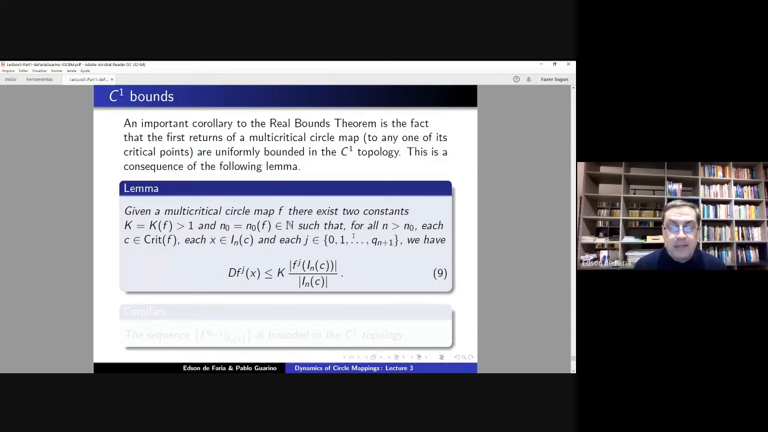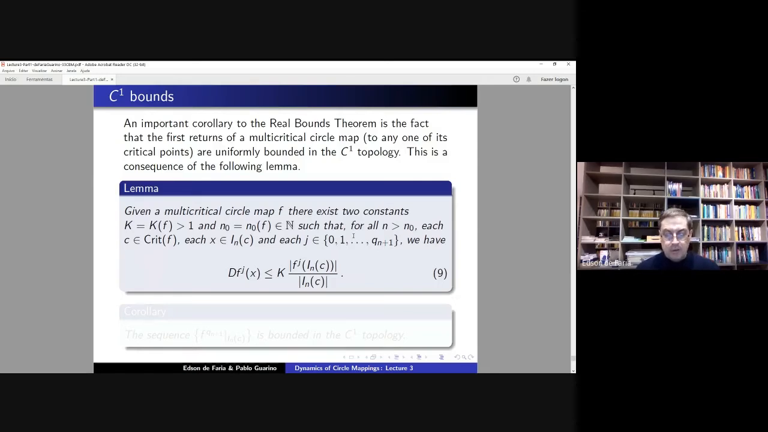So in particular, if you apply this to j equal to qn plus 1, then the interval f qn of I sub n of c, which is the one that goes in the numerator in this expression, is comparable with I sub n because of the real bounds. So the ratio is bounded, and this means that the derivative of f qn, for x in I sub n, is bounded.